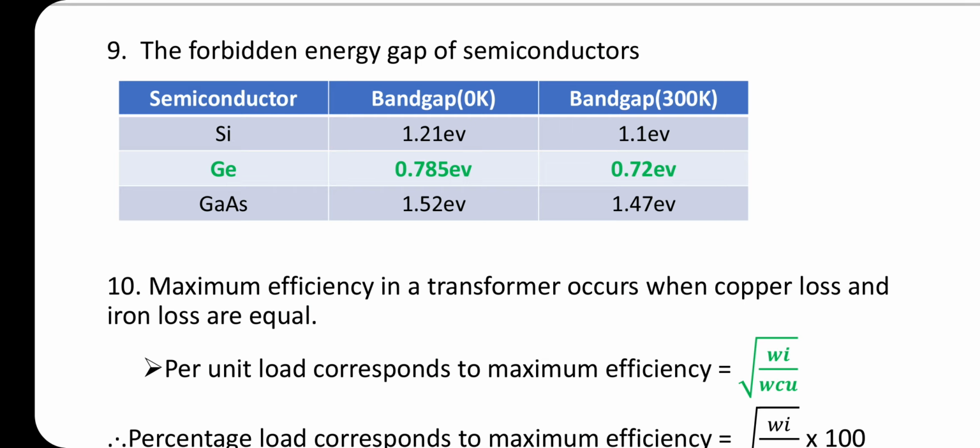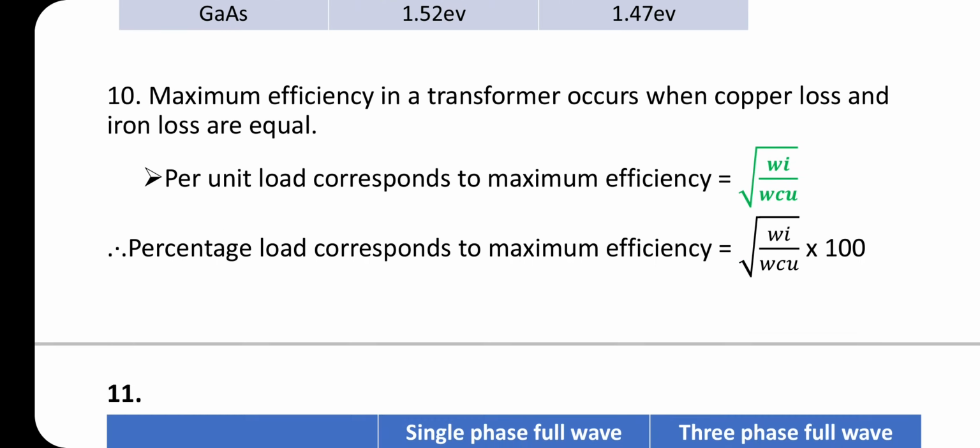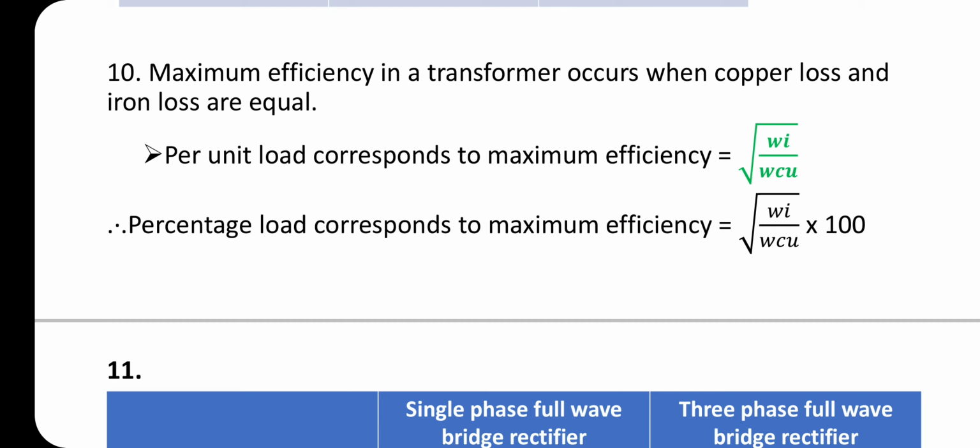The maximum efficiency in a transformer occurs when copper loss and iron loss are equal. Per unit load corresponding to maximum efficiency equals root of Wi divided by Wcu. Therefore, percentage load corresponding to maximum efficiency equals root of Wi by Wcu into 100, where Wi is the iron loss and Wcu is the copper loss.